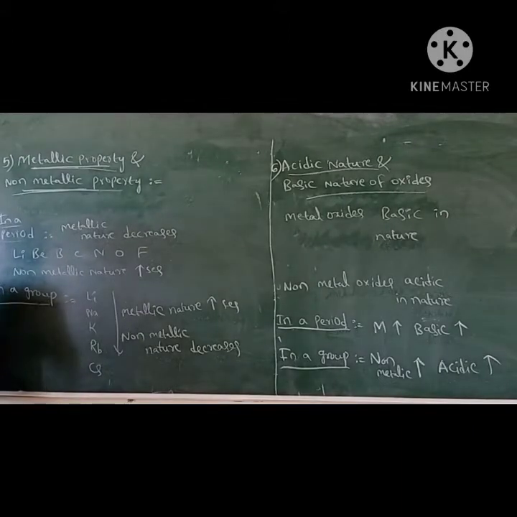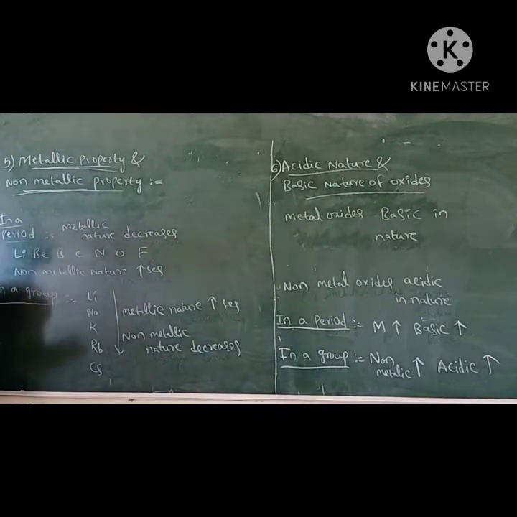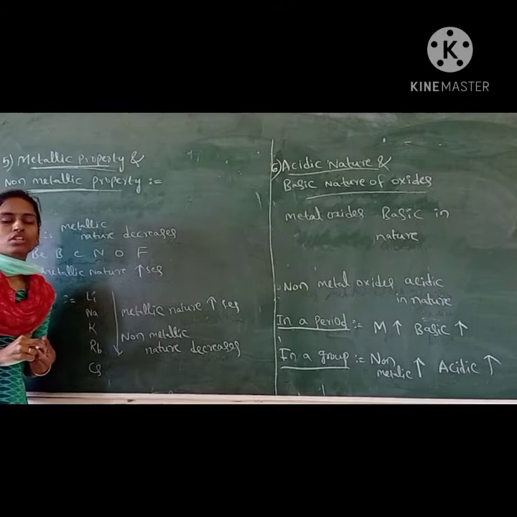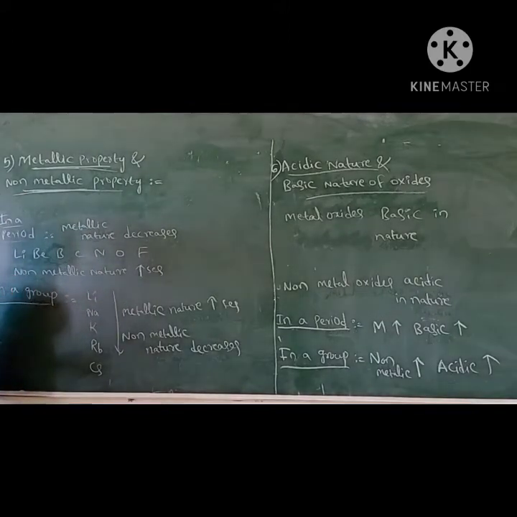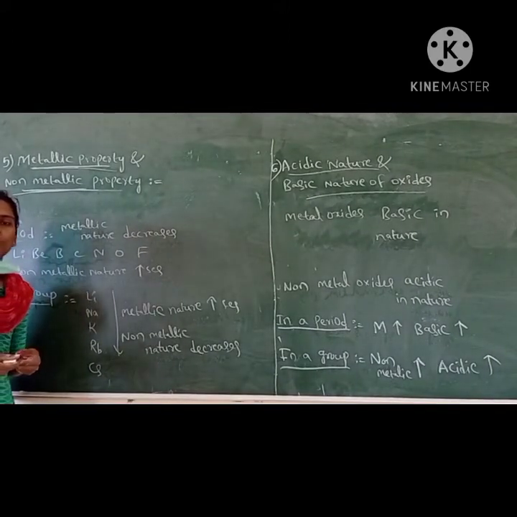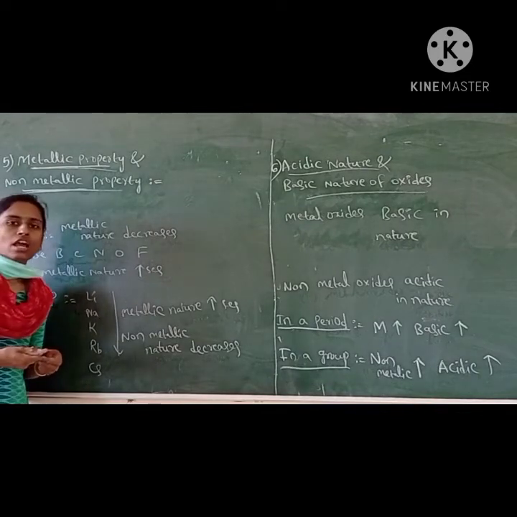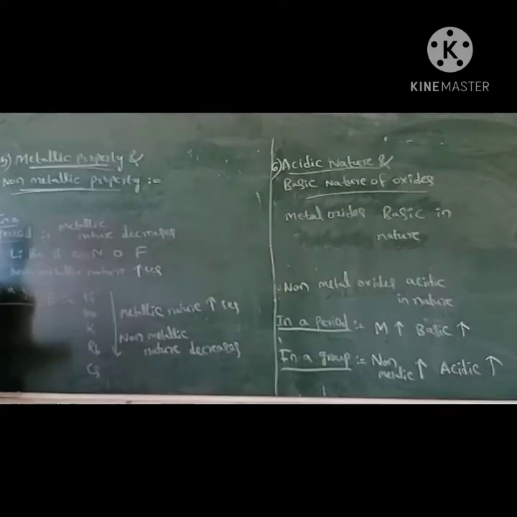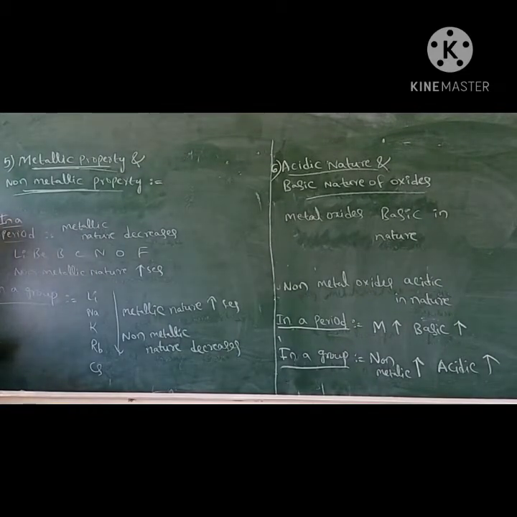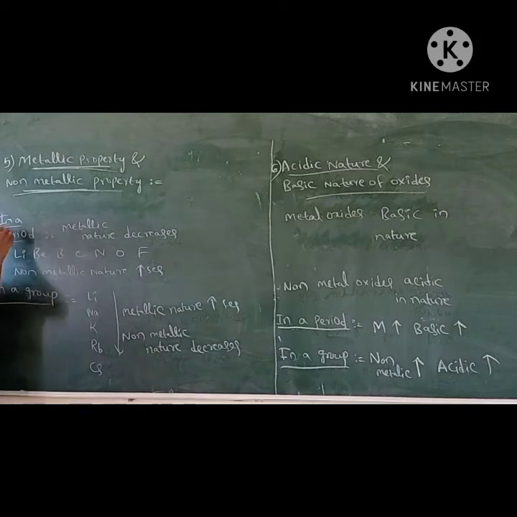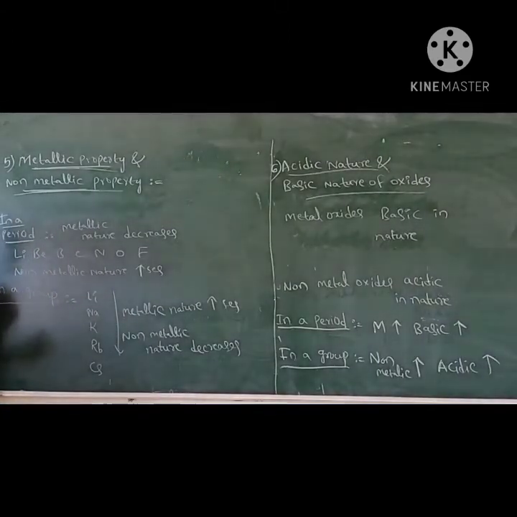And here metallic property is related to the ionization energy values. If low ionization energy, it has more metallic property. If high ionization energy, it has less metallic property. And what happens to the metallic property and non-metallic property in a period and in a group? If you see in a period, this metallic nature decreases across the period.